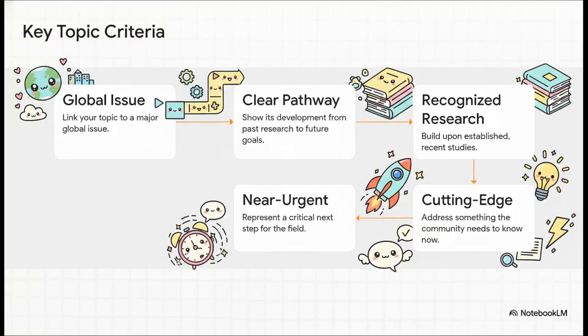Well, a really powerful research topic has to check 5 boxes. It's got to connect to a big global issue. It needs a clear pathway, meaning you can see how it's evolved and where it's headed. It has to be built on solid, recent research. It needs to be cutting edge, something people are desperate to know right now. And finally, it has to be a near-urgent next step for the field.